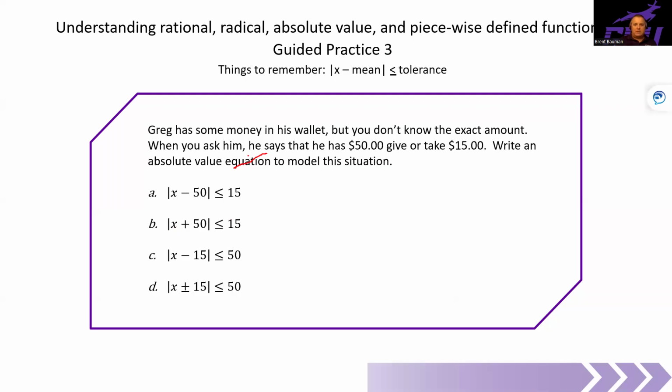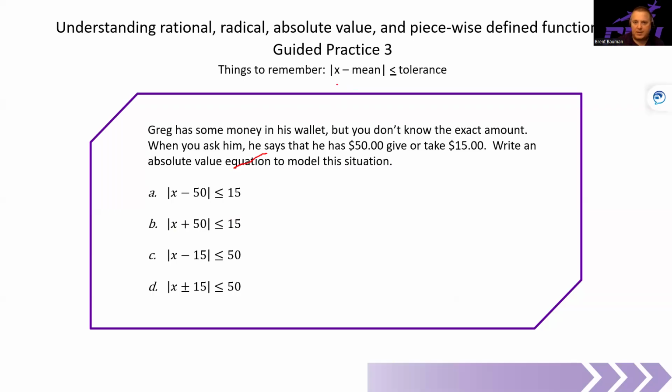Okay, so Greg has some money in his wallet, but you don't know the exact amount. When you ask him, he says that he has $50, give or take 15. Write an absolute value equation to model this situation. Okay, so there's a few different ways to work through these types of problems.